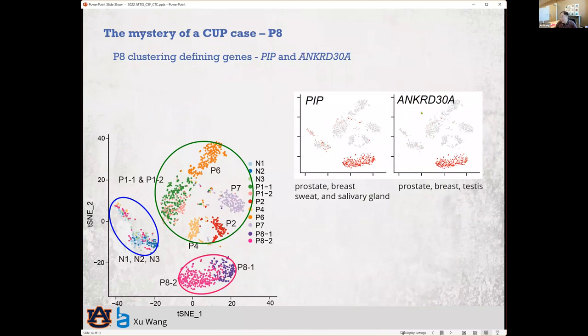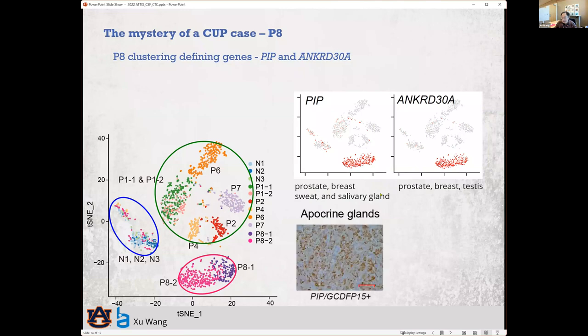PIP and ANKRD38 are almost restricted in P8 with extremely high expression. They were known to be markers of prostate, breast, sweat, and salivary cancer. And we already know that it's not prostate cancer, it's not testis cancer. And the choices are breast cancer or salivary gland cancer.